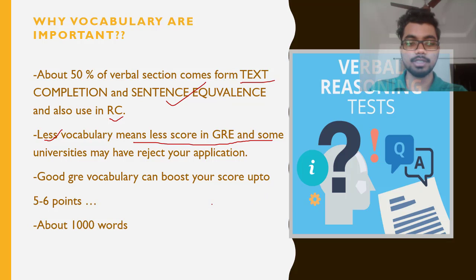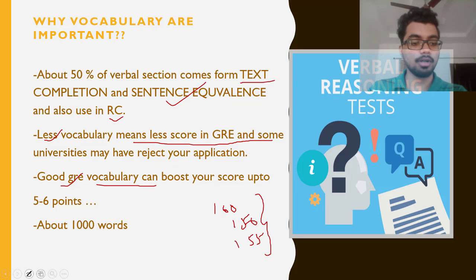As you all know, many universities have their cut-off marks in the verbal, like they want 160 in the verbal, 150 in the verbal, or 155 in the verbal. So you can miss out on those marks. So the university will definitely reject your application, and it may hurt your chance to get into your dream university. Also, vocabulary can boost your verbal score by about 5 to 6 points. So if 5 to 6 points is very important, the percentile of your score can also be boosted. So you can get your dream score also.